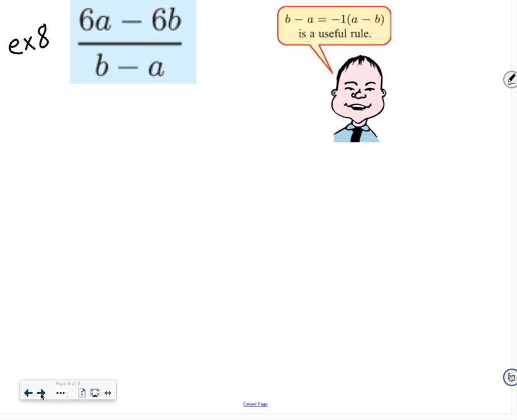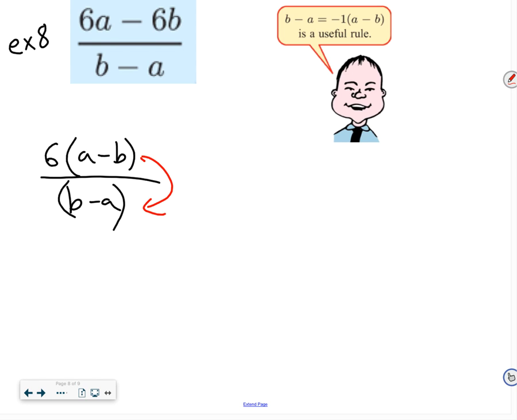Here in my final example, I'm again going to look for common factors, and I factor out my 6 in the numerator, and I get a minus b over b minus a. When I look at this, I notice that these look very similar. But on the top I have a minus b, and on the bottom I have b minus a. So they're rearranged. If we have b minus a and we want it to look like a minus b, we can factor out a negative 1 up top.